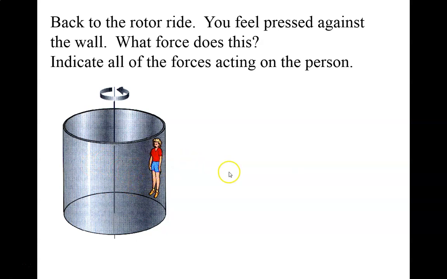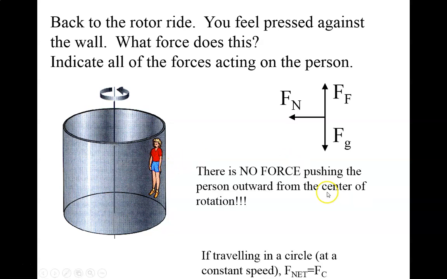But let's look at the forces that are acting on this girl. There's gravity down. There's friction acting up if she's not sliding down. And then there's the normal force that is pushing her into the center of the circle, that's causing her to travel in the circle. So these are my three forces. There is no outward force that is pushing you into the wall. That is just due to your inertia trying to go straight, and the wall having to push on you to make the turn.